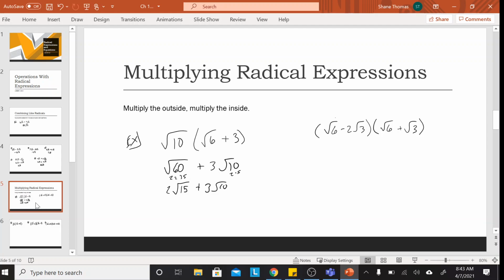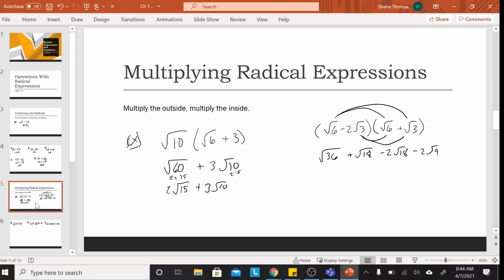Next one, FOIL. FOIL first, outside, inside, last. Okay, so root 6 times root 6 is root 36. Root 6 times root 3, root 18. Negative 2 root 3 times root 6. Yep. Negative 2 root 3 times root 3 is negative 2 root 9. All right, go back through here.